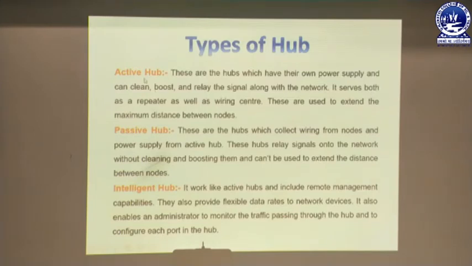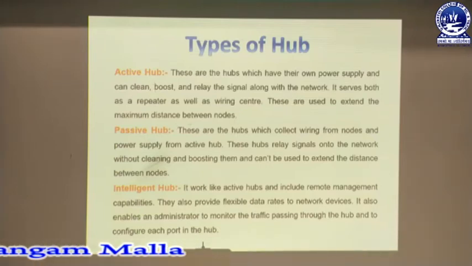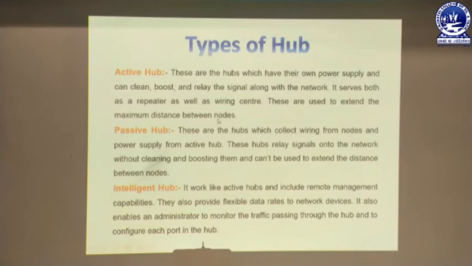That means the active hub can be used as a repeater, for increasing the signal strength, and it can also be used as a wiring center. That means wherever we need to wire something or connect devices to a single connection, we can use the active hub there also. So they are used to extend the maximum distance between the nodes. When the nodes are at maximum distances, at that time we can take the help of an active hub, so that information can be sent from one source to the other source. Next one is your passive hub.